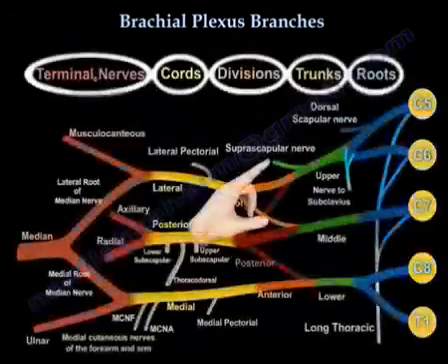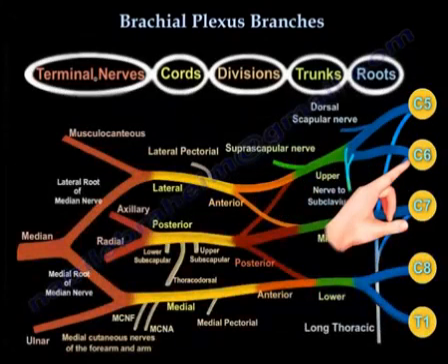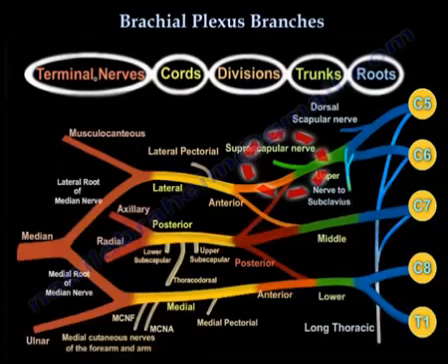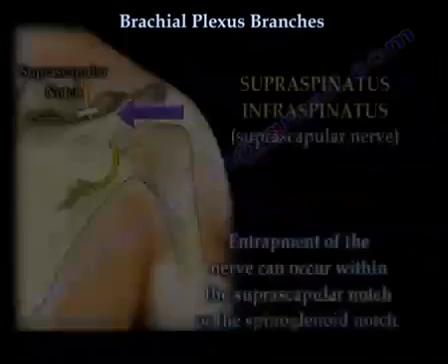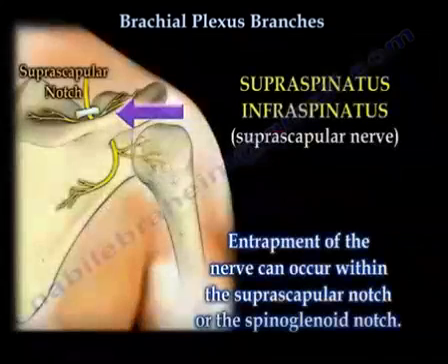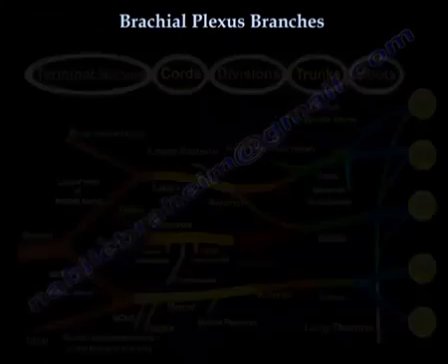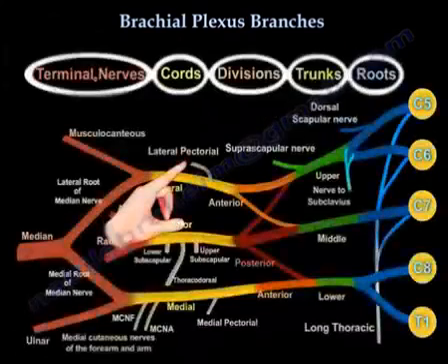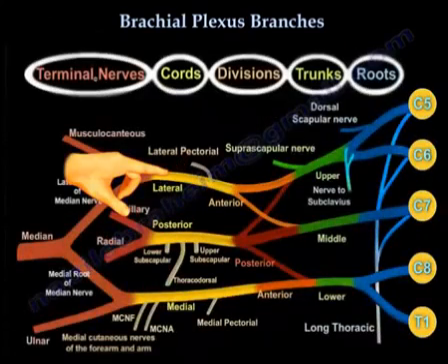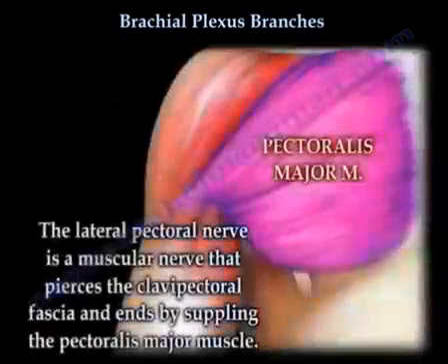It comes from C5 and C6. Entrapment of the nerve can occur within the suprascapular notch or the spinoglenoid notch. The lateral pectoral nerve arises from the lateral cord. It supplies the pectoralis major muscle.